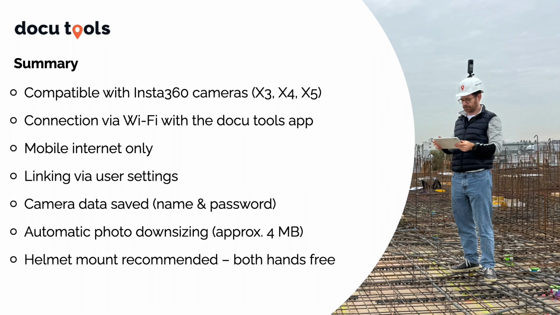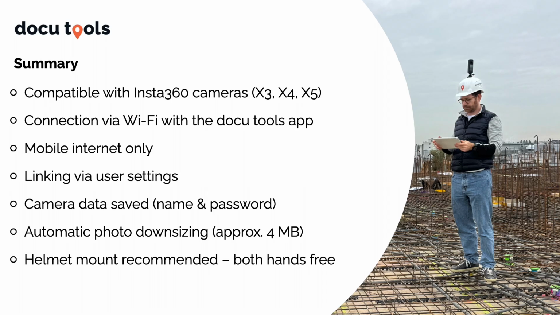Then, the automatic photo downsizing. Usually the photos of these cameras are 20 megabytes plus, so we automatically reduce the size to around 4 megabytes just to save storage. We assume that our users will take a lot of pictures, so that's why we downsize them, but the quality is still the same.